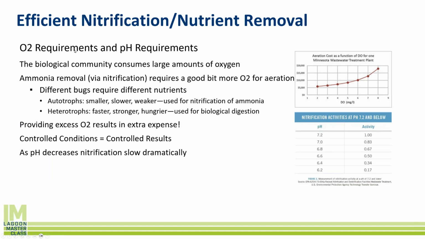So, efficient nitrification and nutrient removal. I alluded to this earlier. One of the things you look at when you talk about ammonia removal is the energy cost. Ammonia removal via nitrification requires a good bit more O2 for aeration. We're usually talking about doubling our oxygen demand when we start to do nitrification.